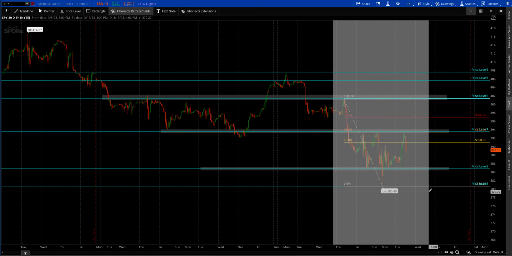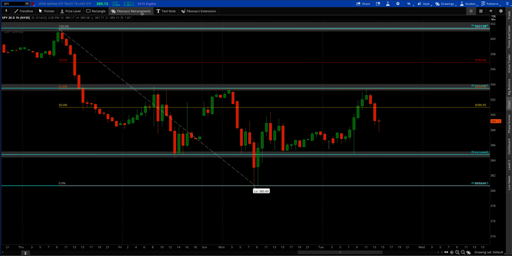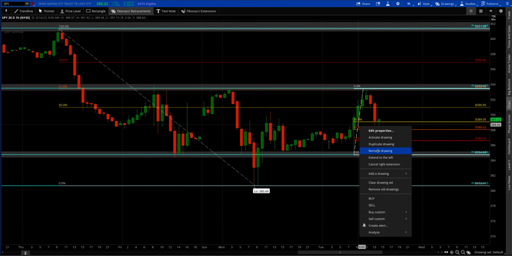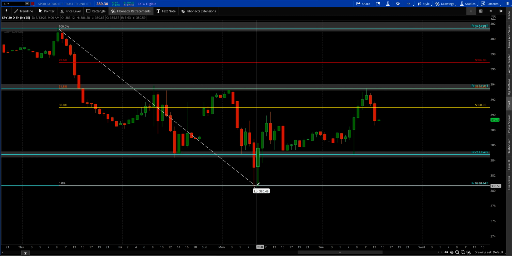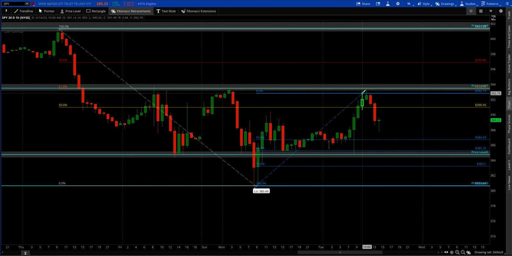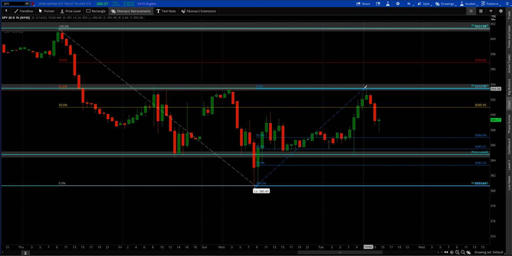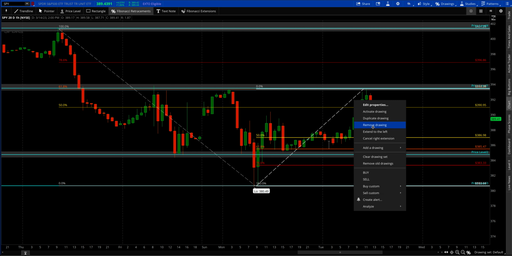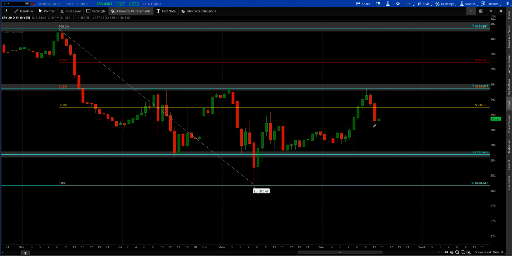Let's see. Zoom this in. We could actually do another fib. Could have been here. We touched the 61.8 pulling back. That could have possibly been a long entry for a small scalp. Let's do this one up to this high. Okay, we see that candle wick went down on that 61.8 and pulled right back. Another example of the fib retracements. They're pretty accurate.